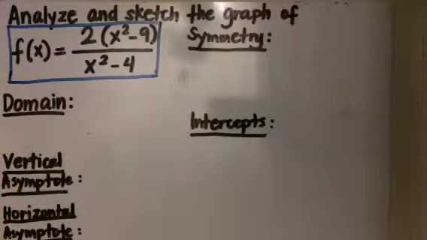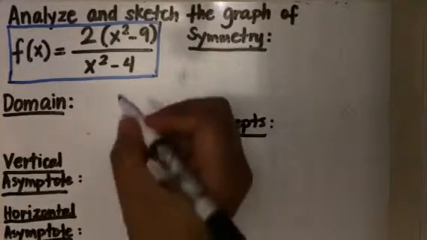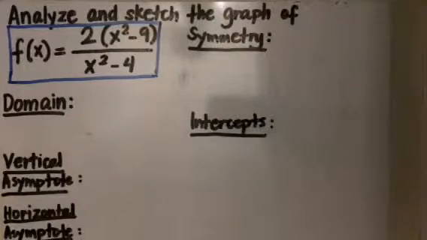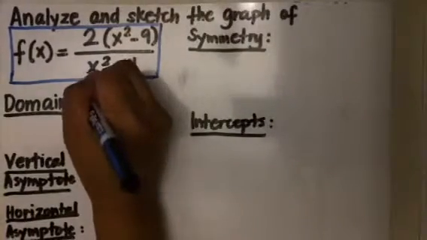For example, analyze and sketch the graph of the function 2 times x squared minus 9 over x squared minus 4. Recall that to find the domain, we want to find the restrictions, and in this case, the restrictions would be where the denominator would equal 0. So we start by solving for the zeros of the denominator.